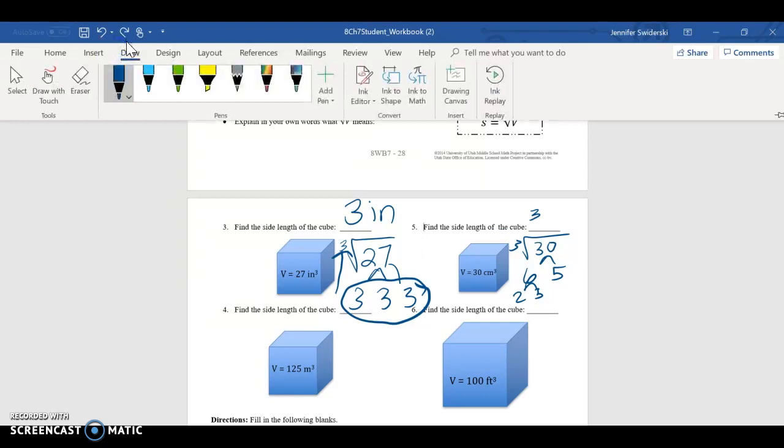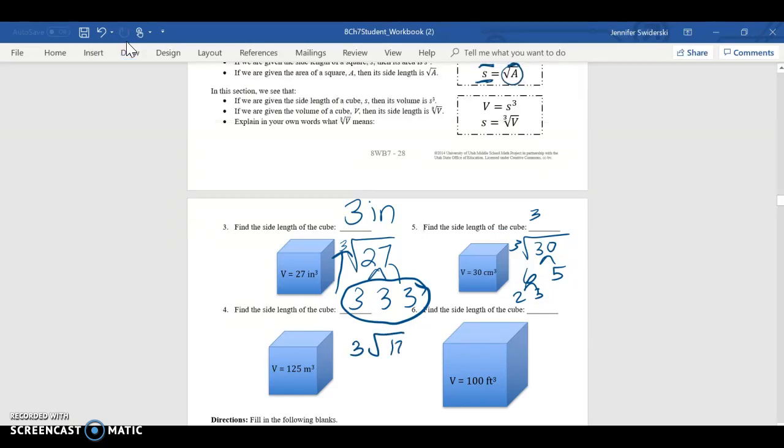Well, yeah, we know it's going to be 5, but let's try the math. Okay, 125 breaks down to 25 and 5. This breaks down to 5 and 5. So I have a group of 5 that goes out to play. No one left in the house.